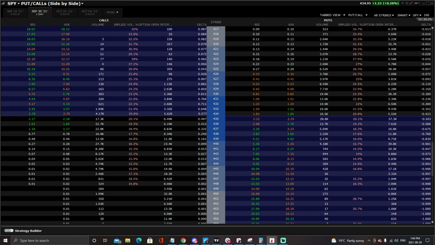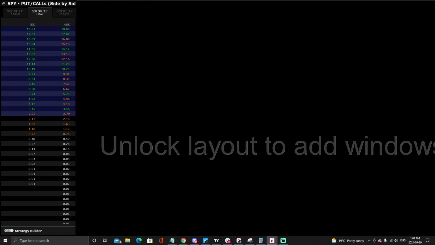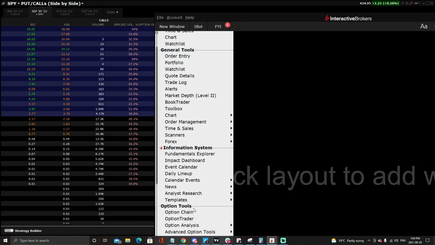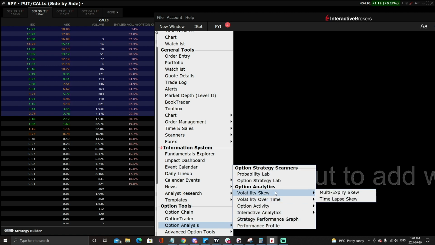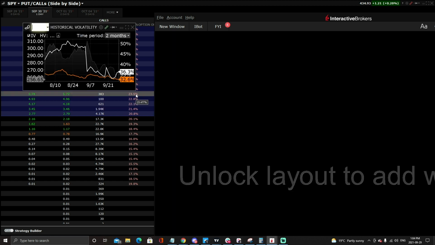So with Interactive Brokers, there's an option here. If we go into new window, you guys can see, let me just go like this. We go into new window and we go into our options analysis and we can look at the volatility skew, right? You can look at multi-expiry skew. You can look at time-lapse skew. You can look at implied volatility by expiry, historic volatility, right? The historic volatility isn't going to really tell us too much, but if we open this up, we can play with a bunch of these.